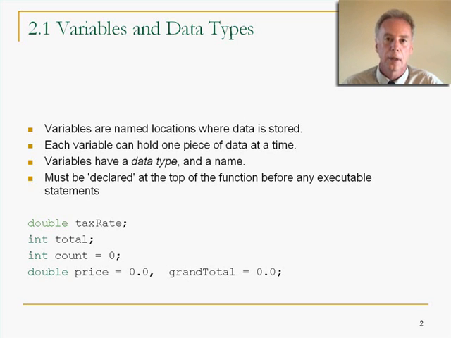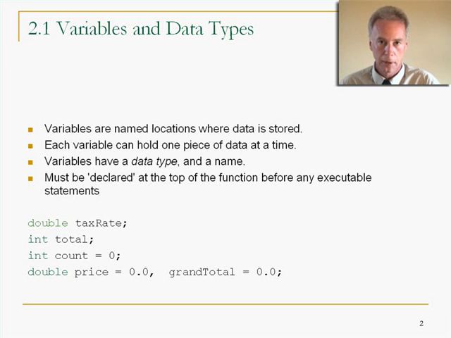Each variable has a name and a data type. And we'll look at only two data types to start with, and then in the next segment we'll look at the remaining data types that are used in the C language. So here are some examples of declarations of variables in C. It starts with the data type, so we have double. That's the data type for the variable named tax rate. And we have int total, int count, and then two declared on one line, price and grand total.